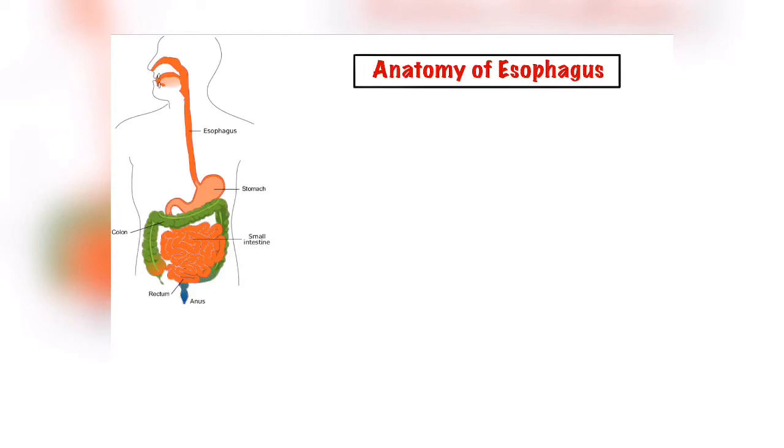Viewers, today the topic is the anatomy of the esophagus. The esophagus length is 25 centimeters in adults and 10 centimeters in children.